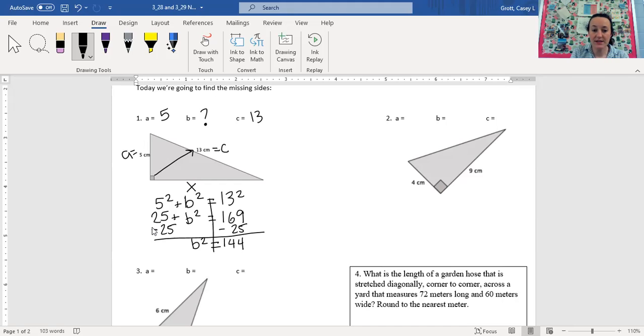So the opposite of adding is subtracting. The opposite of squaring is square rooting. So I'm going to take the square root here and the square root here. Those undo, just leaving me with b. The square root of 144 is equal to 12. So my triangle, I have 5, 12, and 13.